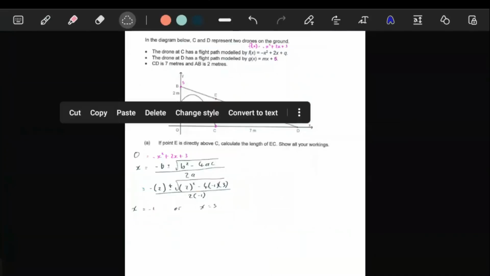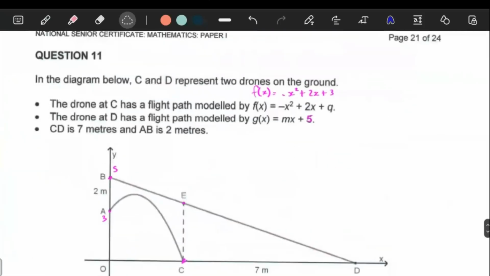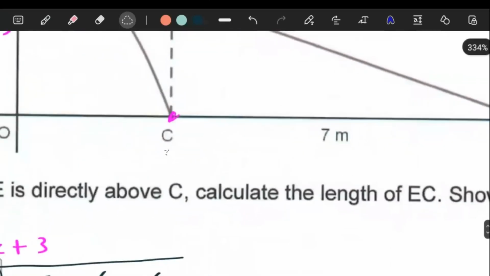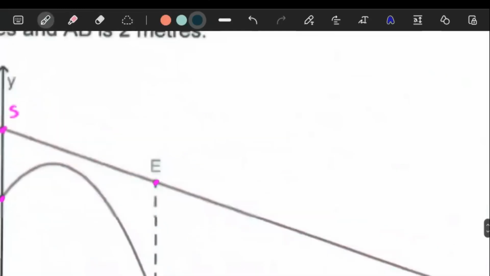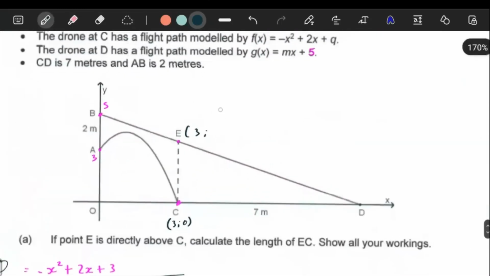So let us just be careful. This being done, now we have the x value here, which is a 3. So now, having gotten this x value of 3, we know the x value up here is also a 3, which is okay, but we need to get its y value. Before we can get its y value, we need to get the gradient of the straight line. So let's see.